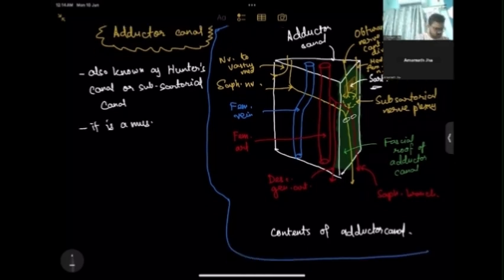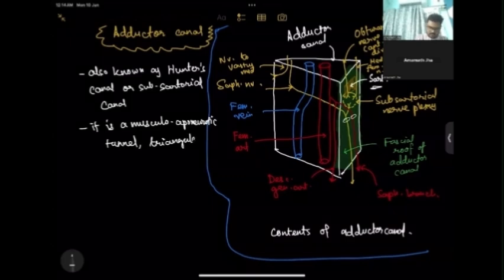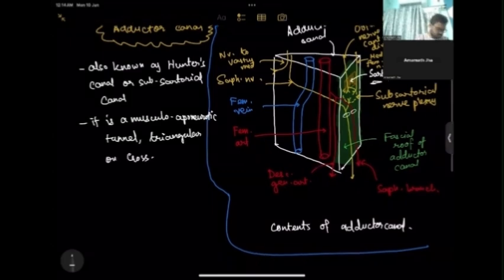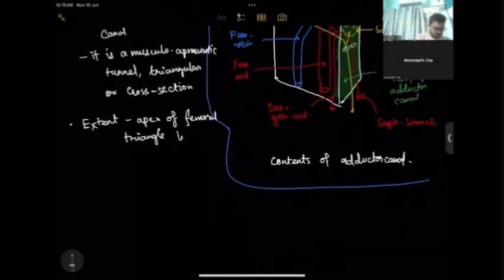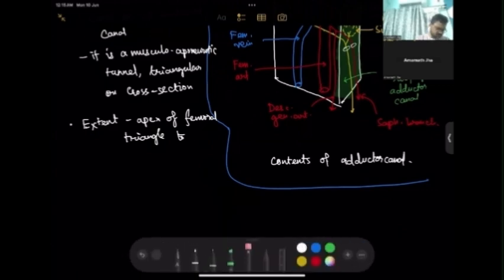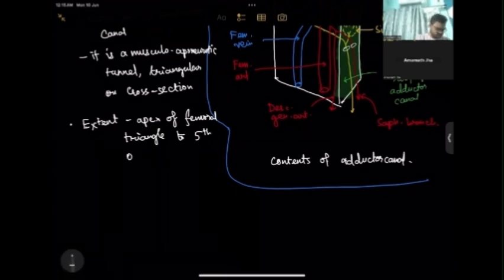Which is the musculo-aponeurotic tunnel, triangular in cross section. Why is it a musculo-aponeurotic canal? We'll come to know later. I hope my voice is clear. Extent: apex of femoral triangle to the fifth osteoaponeurotic opening. See, the fifth osteoaponeurotic opening.